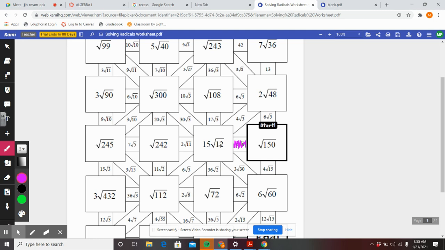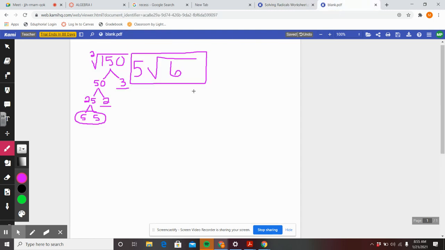Okay, now we have 15 square root of 12. So this is still 2, so we're looking for groups of 2. Tell me what 12 breaks down to. 6 and 2, okay. 6 breaks down to 3 and 2. So we're done. That's as far as it can go.